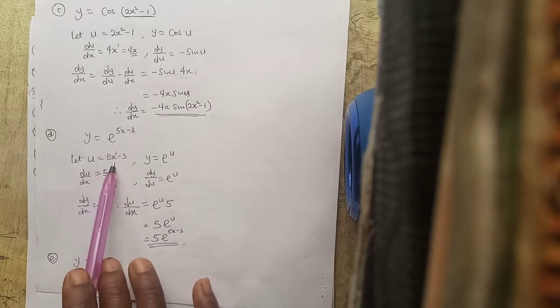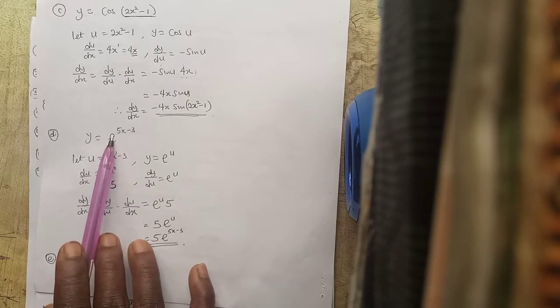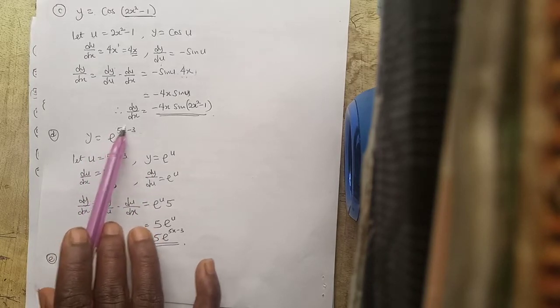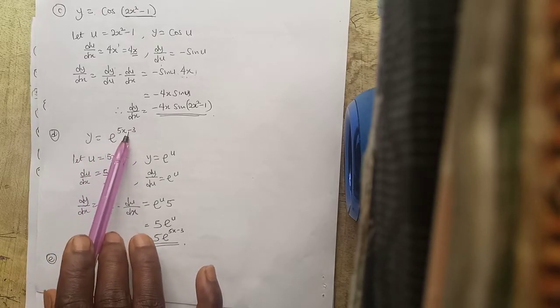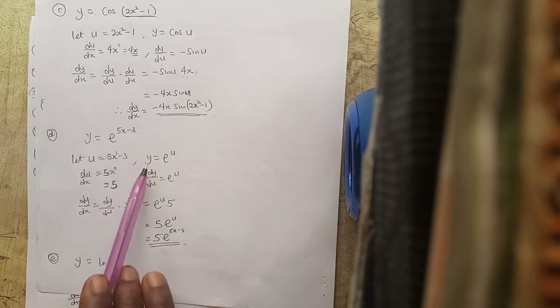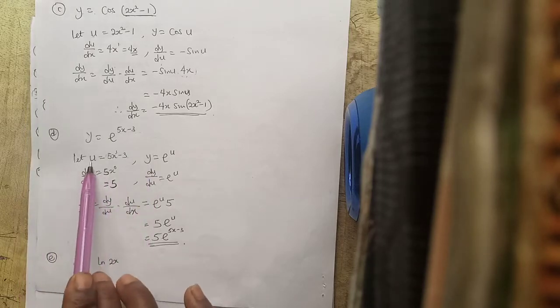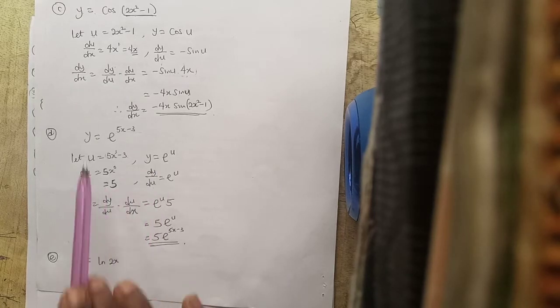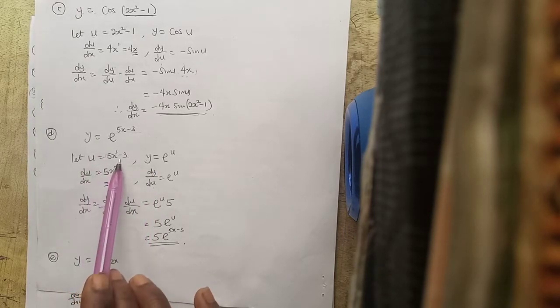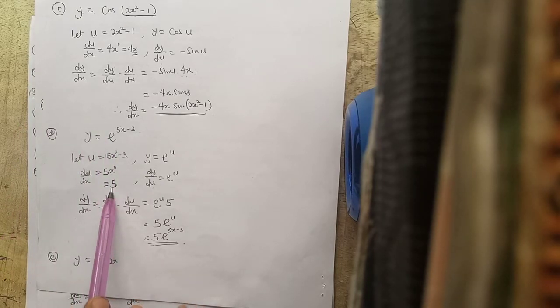We let u be equal to 5x minus 3, so that our y will now be exponential u. Don't forget that we set this to be equal to u. So if u equals this, then y will be exponential u. That is the first thing you should do. The next thing is to differentiate u with respect to x, and also differentiate y with respect to u. Differentiating u with respect to x using the polynomial rule, like we have been doing before, you are going to have 5. You can try that on your own.